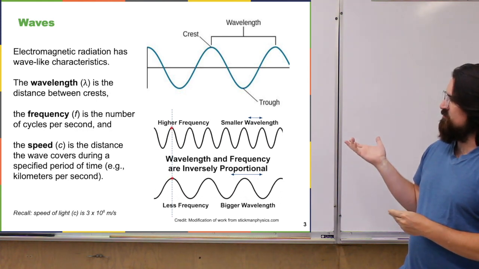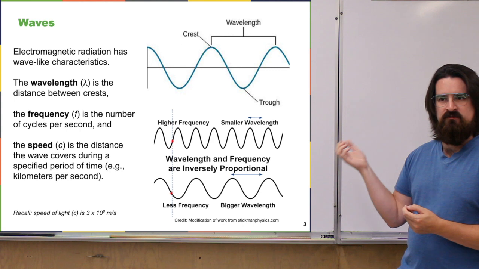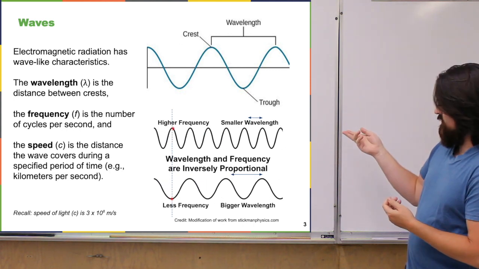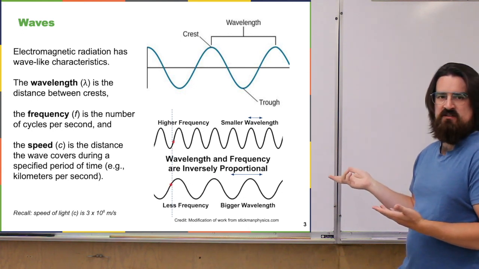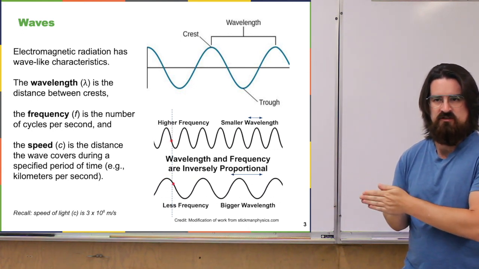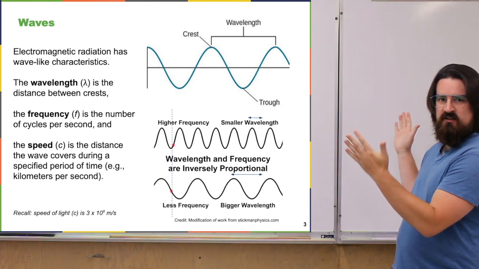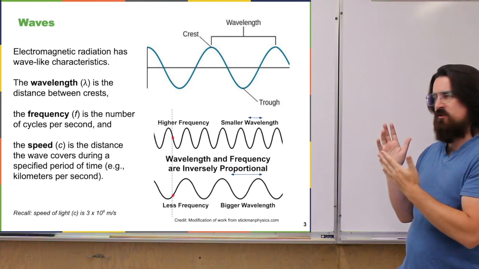And then finally, there's a property called the frequency. So that's the number of cycles that a wave will go through per second. And that frequency is very much related to the wavelength and the speed. The frequency and the wavelength are inversely proportional to each other. A longer wavelength is a lower frequency. A shorter wavelength is a higher frequency.